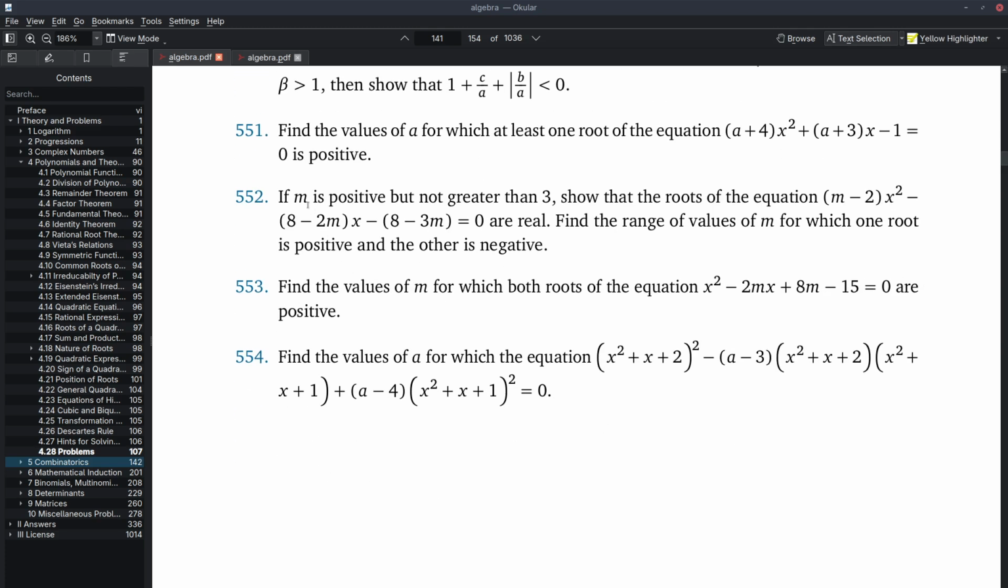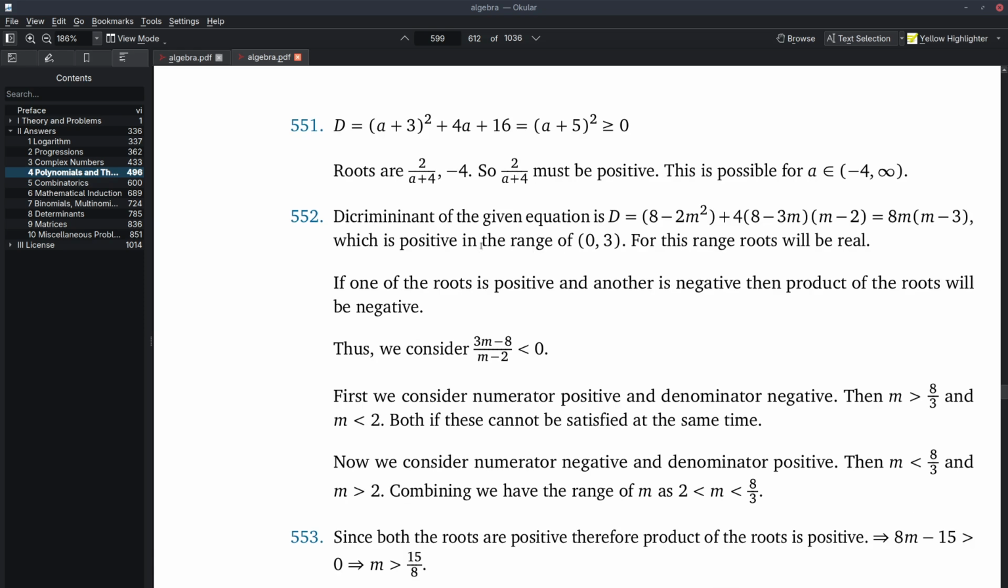Question 552 says that if m is positive but not greater than 3, show that the roots of the equation (m minus 2)x square minus (8 minus 2m)x minus (8 minus 3m) is equal to 0 are real. Find the range of values of m for which one root is positive and another is negative. So we find the discriminant. The discriminant turns out to be 8m into (m minus 3), which is positive in the range of 0 to 3. For this range, roots will be real.